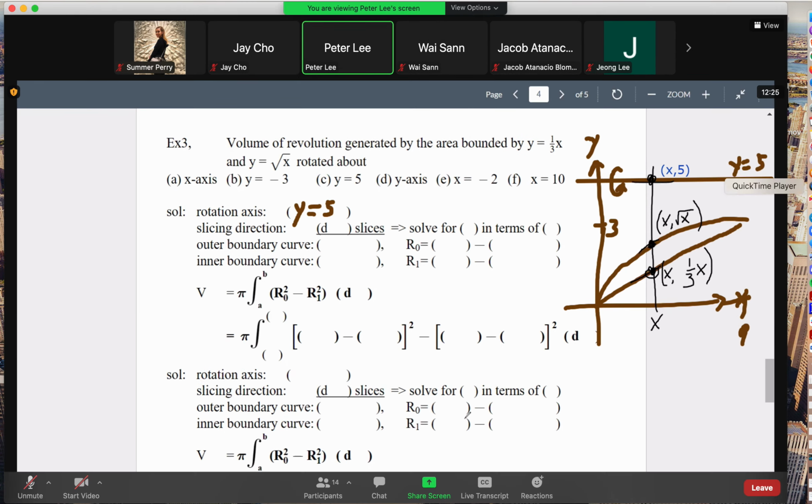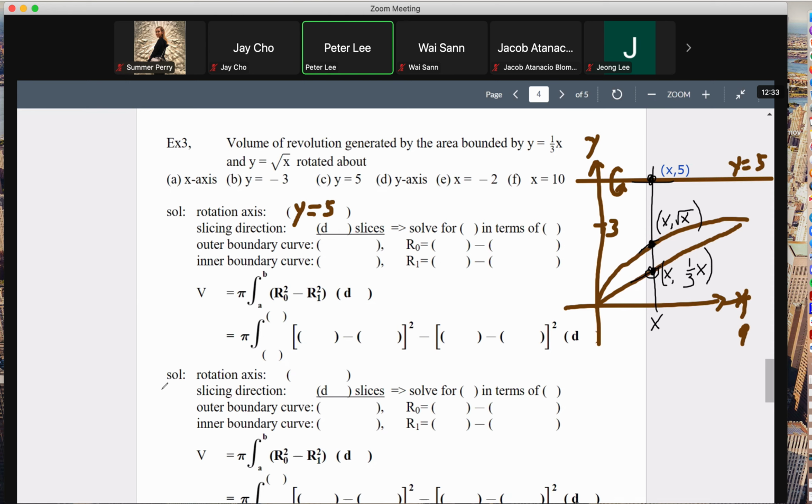So now let's see. What is the outer boundary curve? The outer boundary curve is the curve which is further away from the rotation axis. In this case, the outer boundary curve is y equals 1/3 x. This y equals 1/3 x used to be the inner boundary curve for the other two problems, but this time it is the outer boundary curve. Why? Because this is the curve which is further away from the rotation axis. And then the inner boundary curve is going to be y equals square root of x.